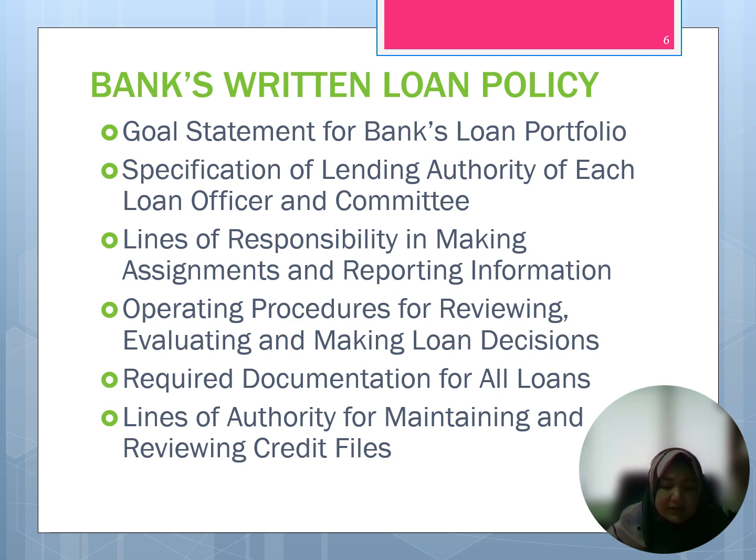Basically in conclusion, a bank's lending policy states the objective of lending, which is to get profit and so on. Then they will also mention authority lines, who is authorized to approve the loans. And then they also mention the credit criteria.